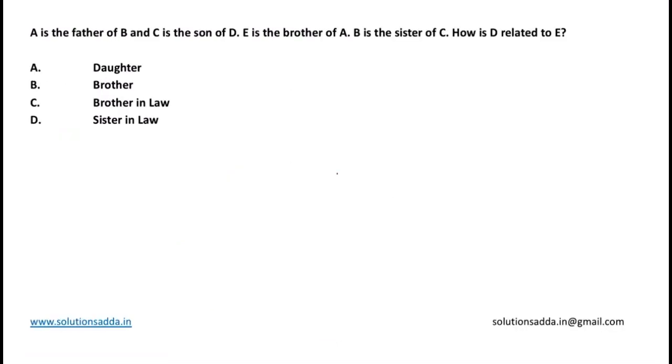This is an aptitude question based on blood relation. A is the father of B and C is the son of D. E is the brother of A and B is the sister of C. How is D related to E? Options are daughter, brother, brother-in-law and sister-in-law. So there are 5 members A, B, C, D and E. Let us try to draw the family chart. A is the father of B.